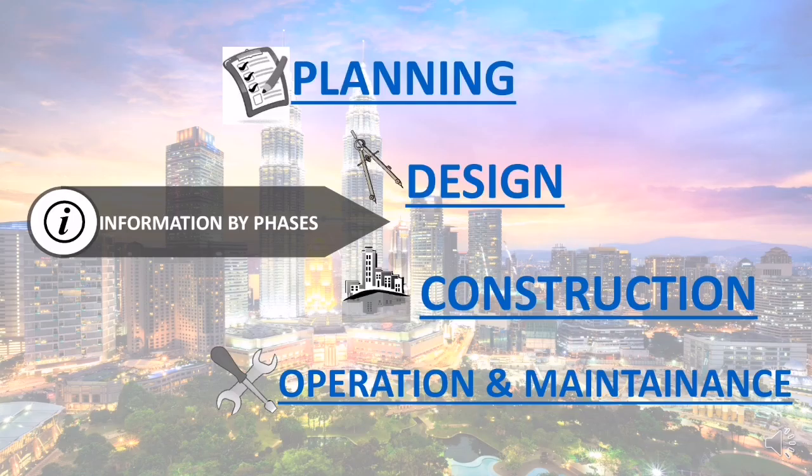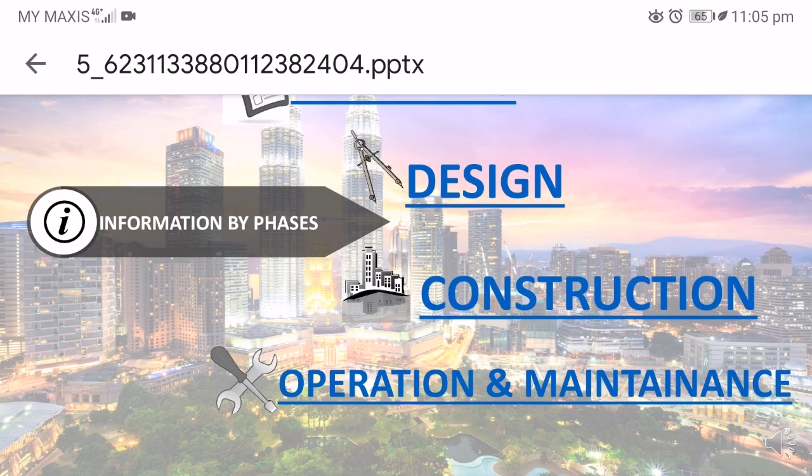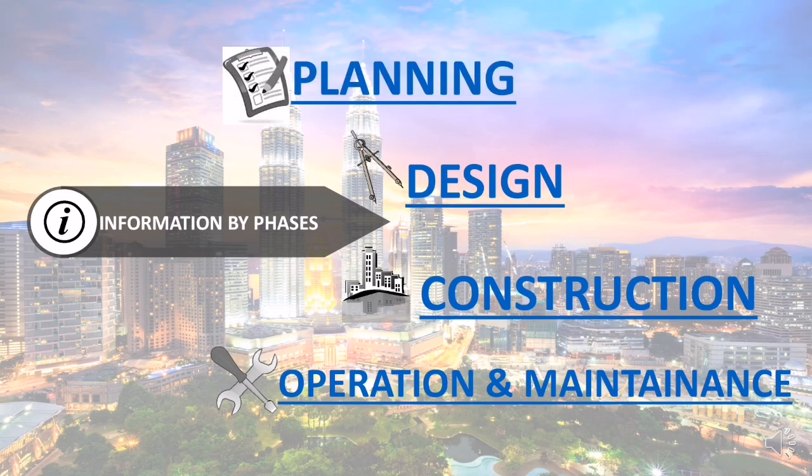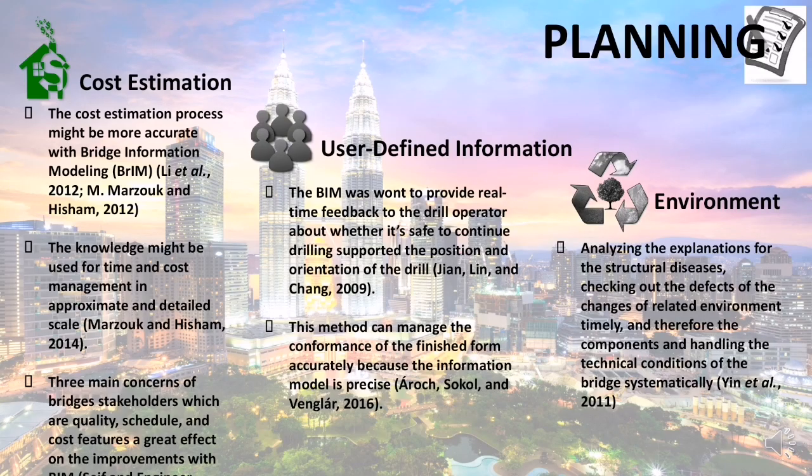These are the 4 construction phases, namely planning, design, construction, and operation and maintenance. I have selected the top 3 information needs that were most stated in previous articles. The rest you can check further in my article. First, we go to planning. The information needs listed are cost estimation, user-defined information, and environment.